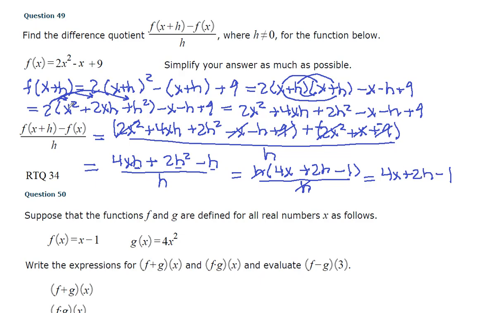So I encourage you to write out the f of x plus h separately, simplify it all, then plug into your difference quotient. The whole function f of x should cancel out. And then in the next step, you should always be able to factor out an h to cancel the h in the bottom. So now try, pause the video and try real-time quiz 34.